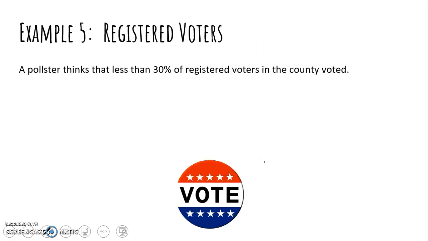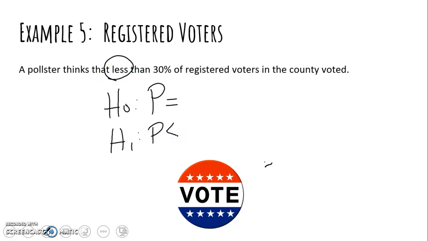All right. This one says a pollster thinks that less than 30% of registered voters in the county voted. I'm going to do this one with you. So notice we're not talking about a mean. We're talking about a percentage or a proportion. So we're going to say P equals. All right. So the pollster thinks that it is less than what? 30%. So you could write 30% like this, which means that the assumption is that it equals 30%.